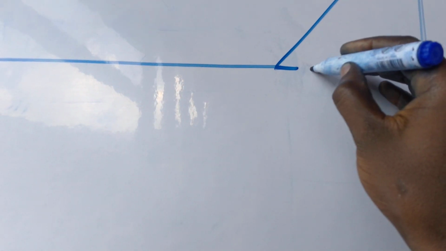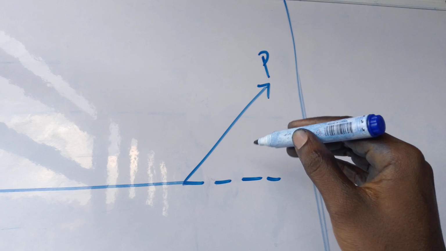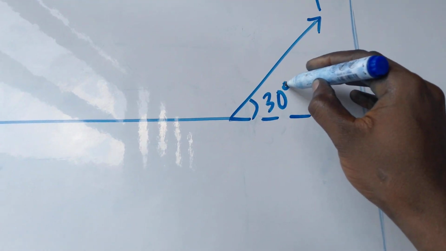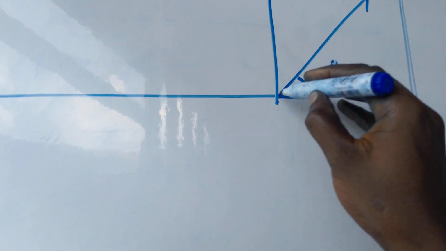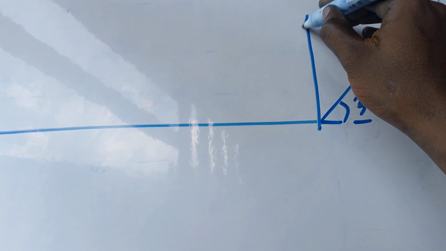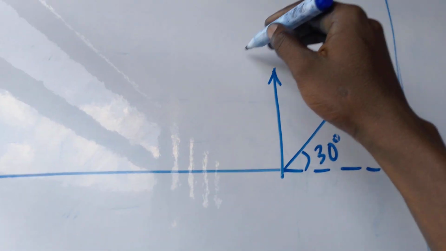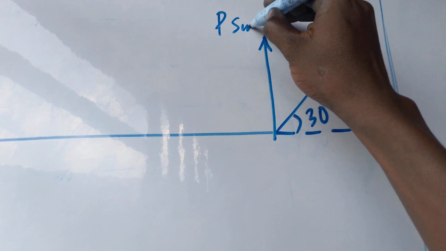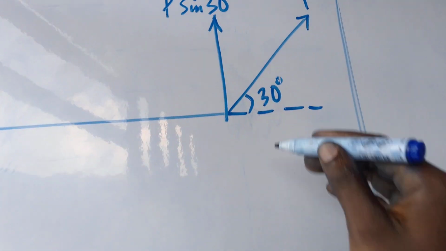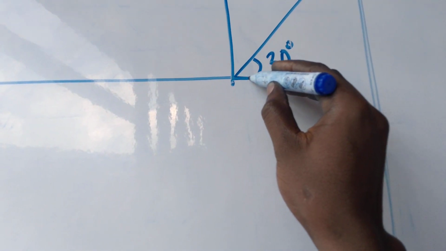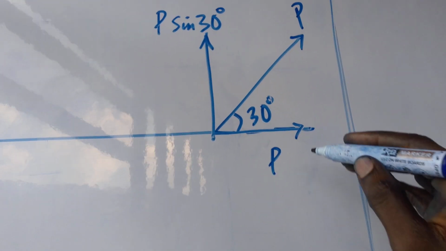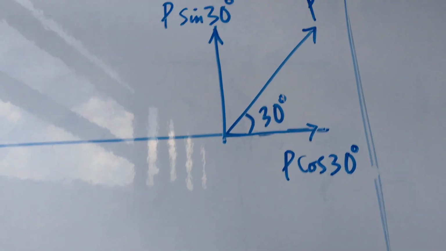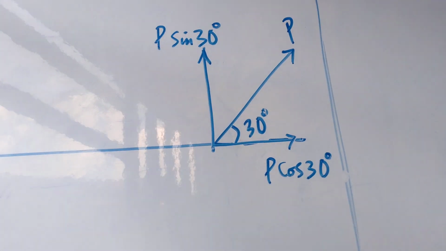This is the force P, inclined at 30 degrees to the horizontal. So I'll resolve this force vertically. Resolving it vertically, I'll have P sine 30 degrees, and then resolving it horizontally, I'll have P cos 30 degrees. Okay, so I've explained how you can get that.